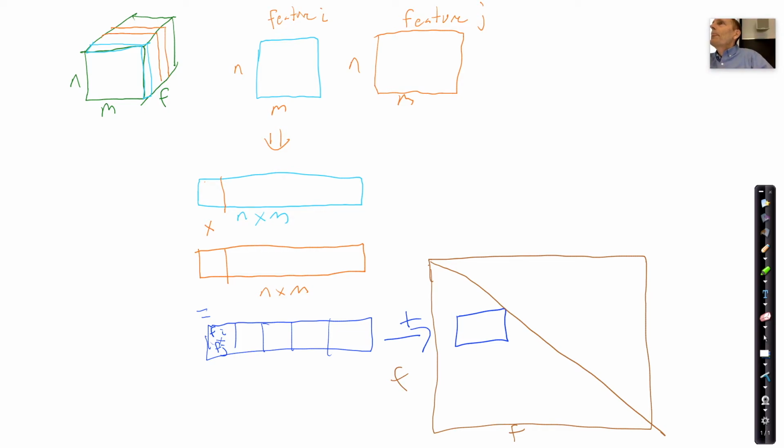So by doing this co-occurrence of features calculation, we get for free also just the occurrence. Yeah, we get the single occurrence of the features too. Okay? So this is called a Gram matrix.